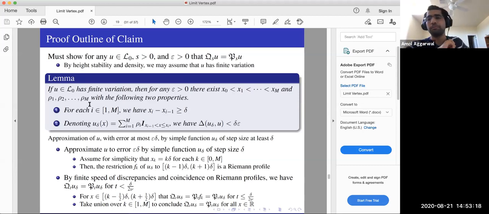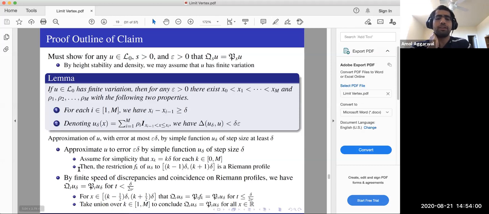Okay, so now how does the proof of the claim work? I'll try to outline it. The first thing you do is you approximate u up to error epsilon delta using the simple function u_delta, which has step size delta. Let me assume for simplicity that each of these x's are just delta spaced, so I'll assume that x_k is delta k for each k. Then the restriction of u_delta to any interval of length 2 delta, from (k minus 1) delta to (k plus 1) delta, is exactly a Riemann profile. It goes like this and then it goes like this. If I restrict to an interval of size 2 delta, it's a Riemann profile.